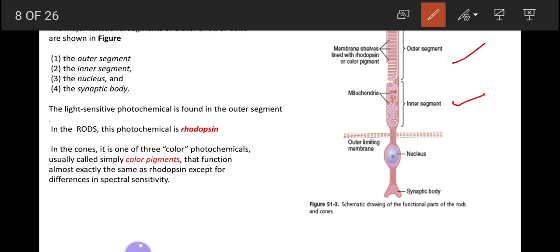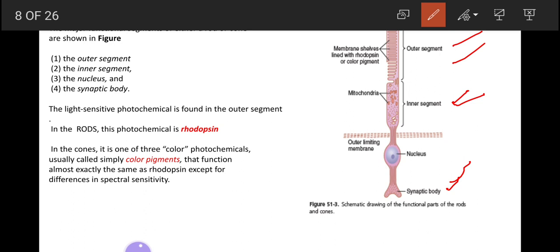The important one is the mitochondria, which plays an important role in providing energy for the function of the photoreceptors. Next is the synaptic body. It is the portion of the rods that connects with the subsequent neural cells, the horizontal cells or the bipolar cells, that represent the next stages in the neural chain. So we have the outer segment, inner segment, the nucleus and the synaptic body.